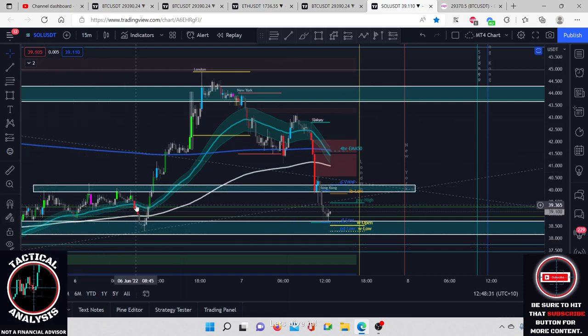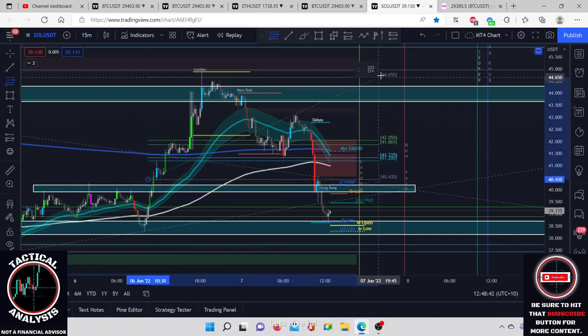Notable volume resistance, notable volume resistance, notable volume resistance, notable volume break, retest, recovery. Yes, that's what we're looking for, right? Local scopes. Look at all these levels lined up. I just love it.